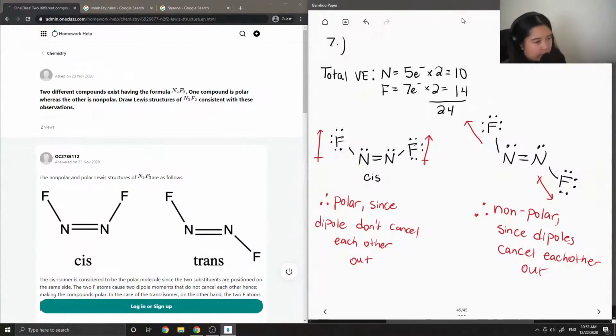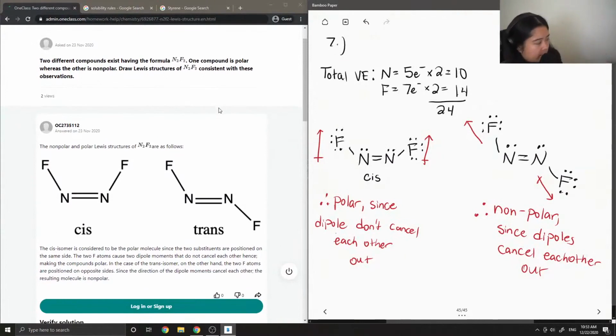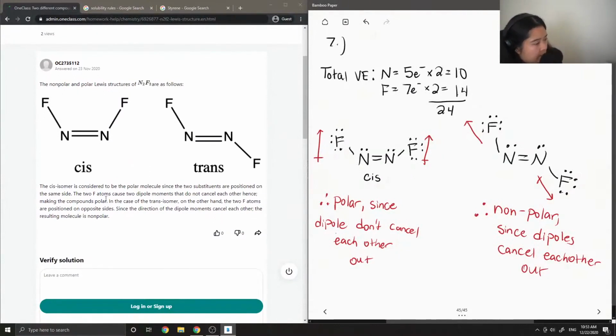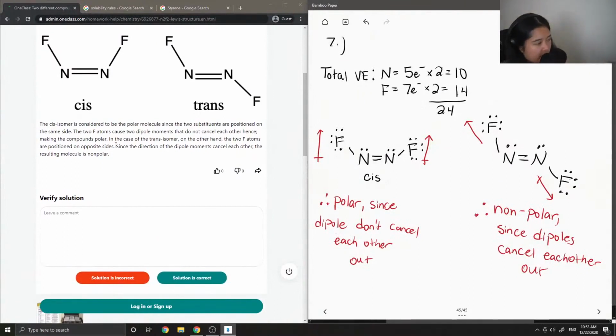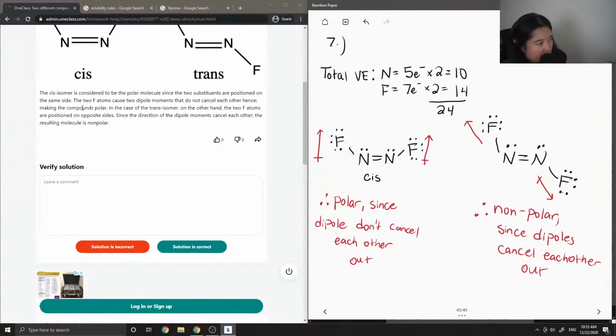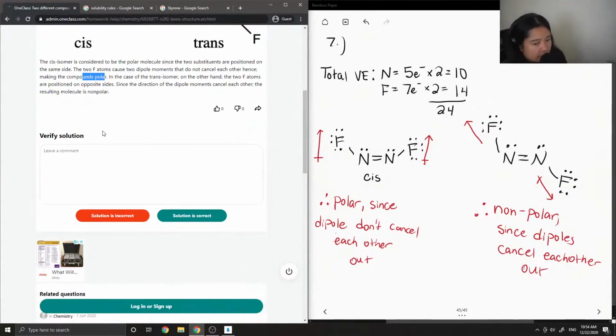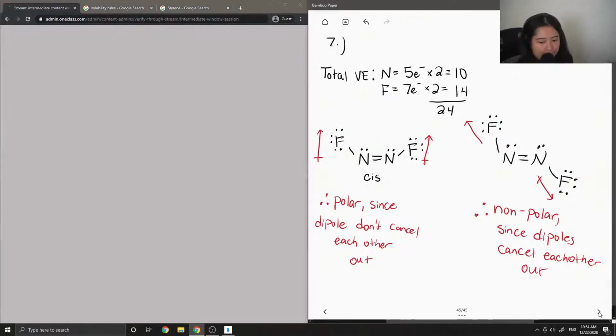Okay, so let's see what the junior tutor said. The nonpolar and polar Lewis structures of N2F2 are as follows. The cis isomer is considered to be polar. 2 substituents are positioned on the same side. The 2 fluorine atoms cause 2 dipole moments that do not cancel each other, hence making the compound polar. In the case of the trans isomer, two fluorine atoms are positioned on opposite sides, the directions of the dipole moments cancel each other, and the resulting molecule is nonpolar. Yep, so this solution is correct.